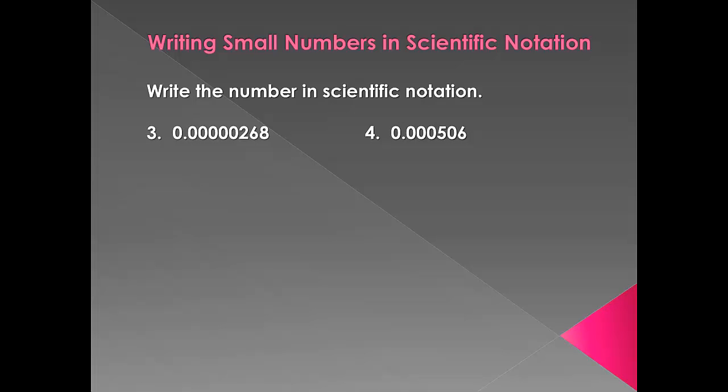Now we're going to look at writing small numbers in scientific notation. So for number 3, I first want to put my decimal to the right of the first non-zero digit. So if I notice here I have all these zeros, and now I find my 2. That's my first non-zero digit. It'll go to the right of that digit, so it means it's going to go behind it. So I'll have 2.68. I do not need to put all those zeros that are in front of that 2.